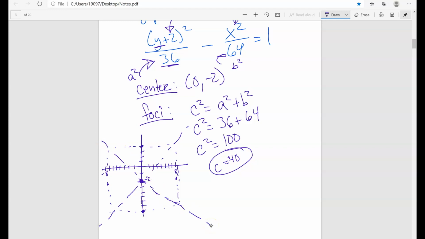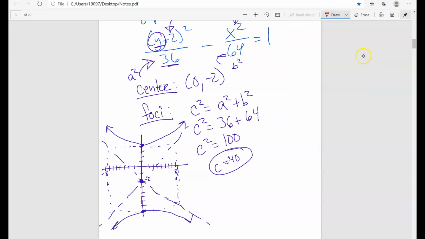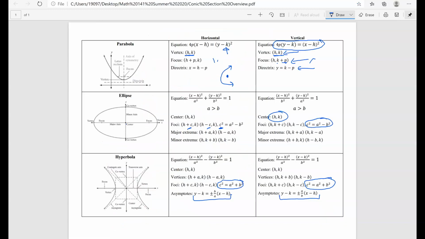And then finally, you can see that since y is the one that's positive, my hyperbolas are going to be pointing up. So what that tells you is that my foci are going to be along the y-axis. So they're going to be somewhere up here. Okay, so that means that I'm going to be adding this c value to the center in the y direction. Okay, and if you were looking at the formula sheets, because it's going up and down, it's vertical, you can see that I'm adding the c value in the y direction.